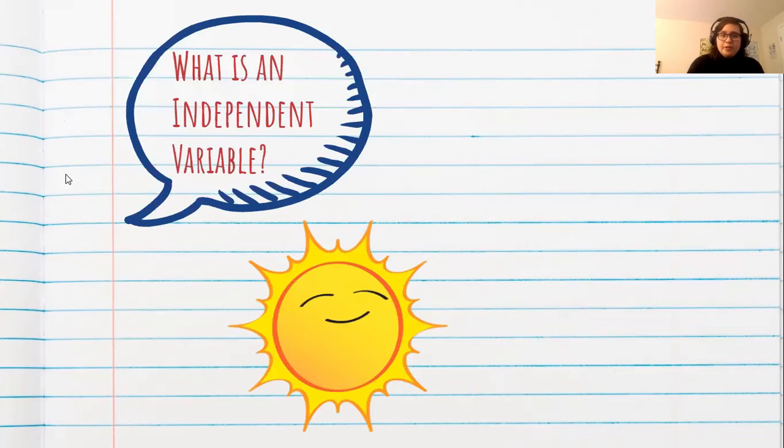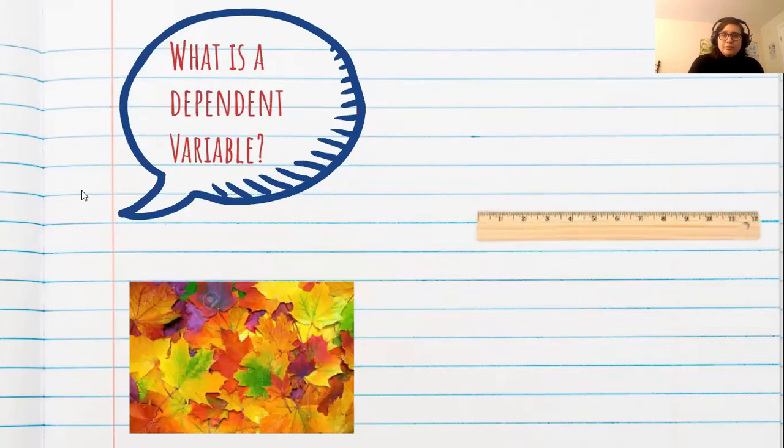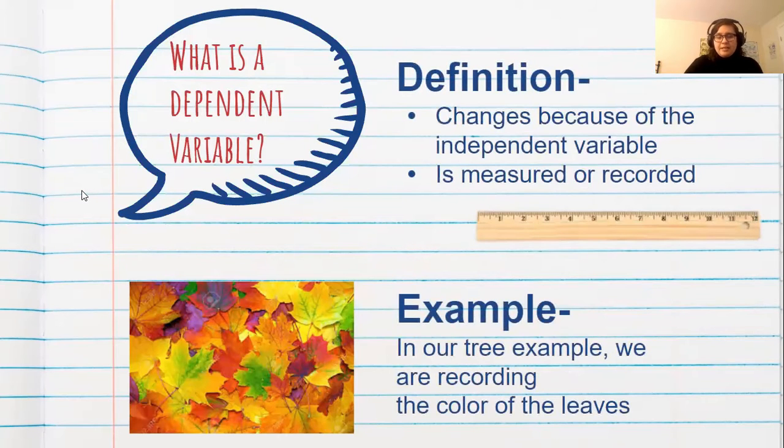So an independent variable is what you are changing or controlling in the experiment. It's usually the thing that you're interested in. So in our example with the trees, we were interested in whether or not the daylight was affecting the leaf color. So the daylight in this case would be our independent variable, or specifically the amount of daylight is our independent variable.